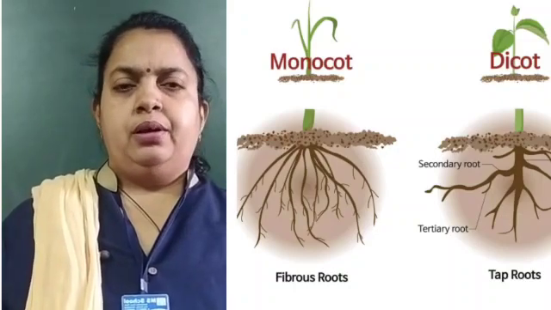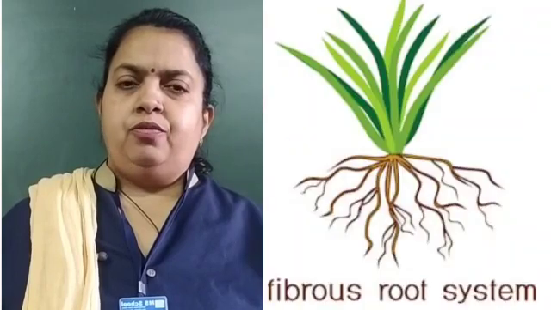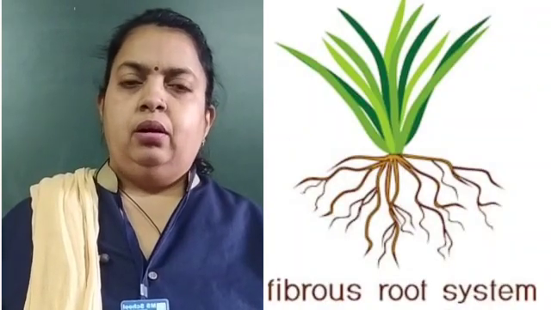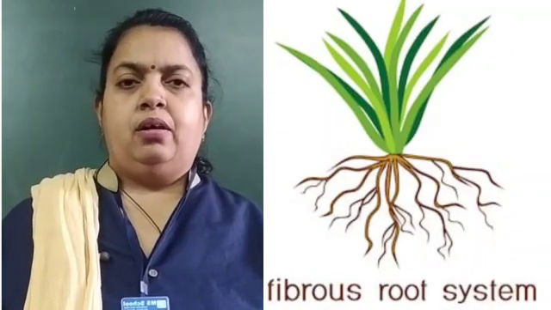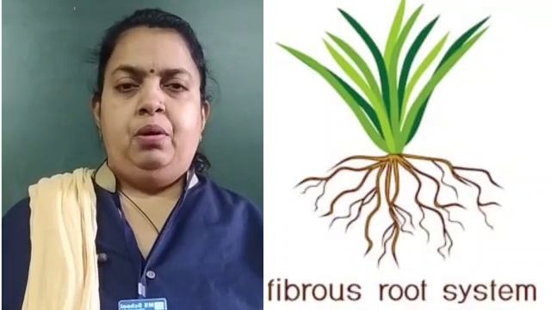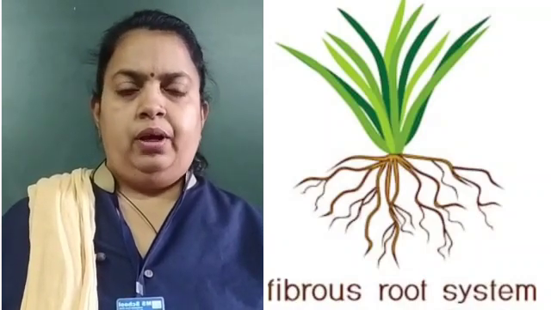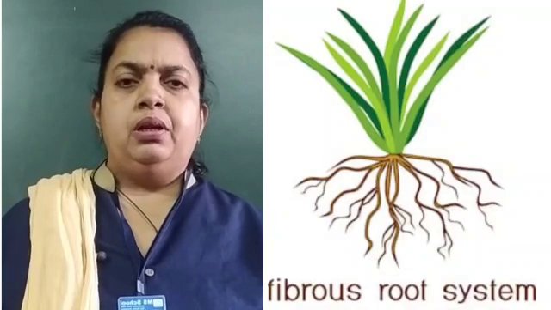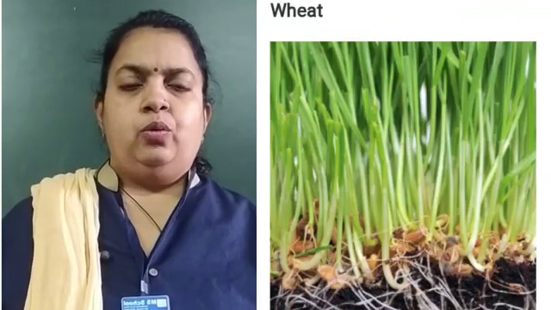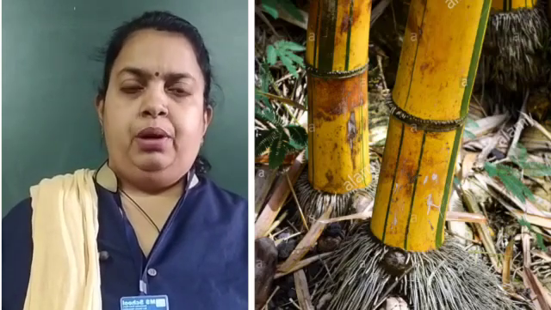And fibrous, as you can see in the picture, the branches start from the base of the stem, right? It starts from the base and it's all the same length, same thickness and same size. It does not penetrate deep into the soil. There are many examples of the fibrous roots. As you can see, it is a weed, sugarcane, bamboo and many more examples you can see.